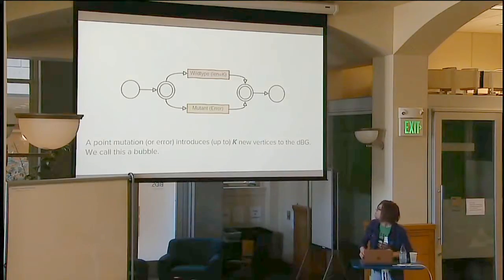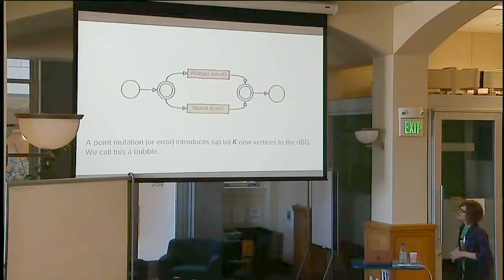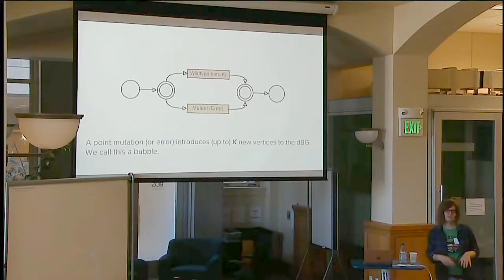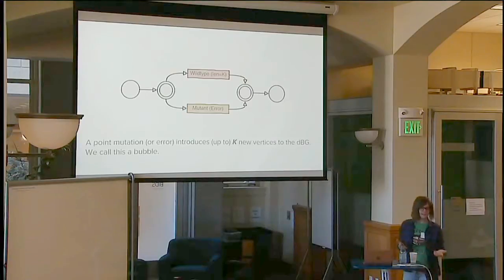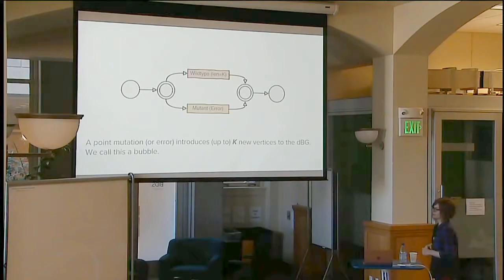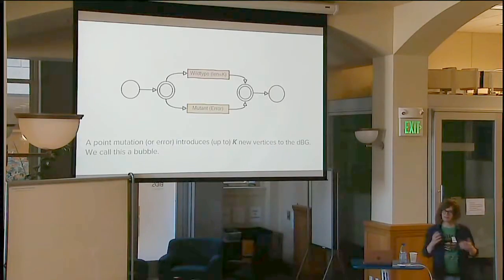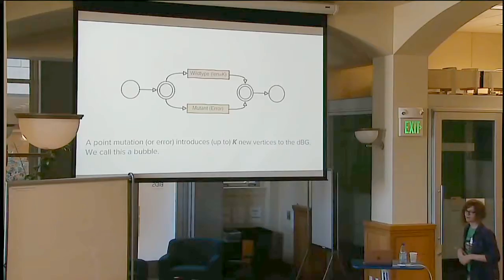And so another property of these, which can either be a good thing or a bad thing, is that every time you have a point mutation or an error, you're going to add k new vertices to the graph. So if you're interested in finding single nucleotide polymorphisms, right, so point mutations, this is a useful property because it means I can just go through the graph and look for bubbles. That's what we call them. If I have a really erroneous data set, this becomes a big problem because it means every time I have an error, I'm adding k new nodes to the graph, and so memory tends to explode.